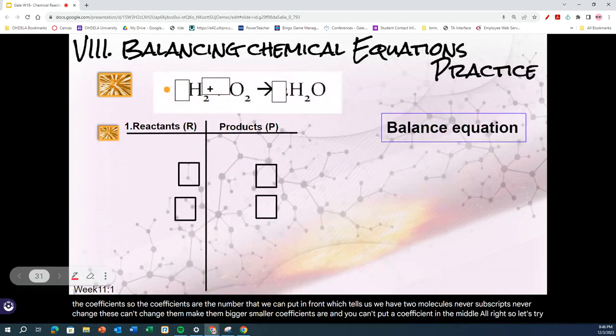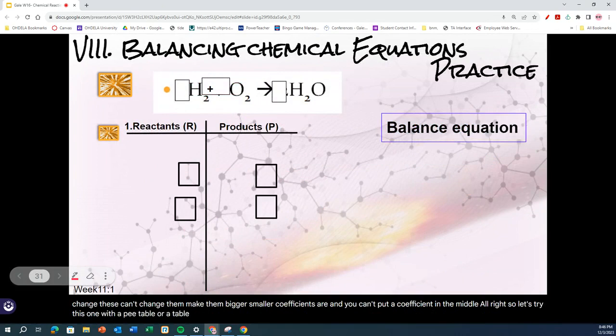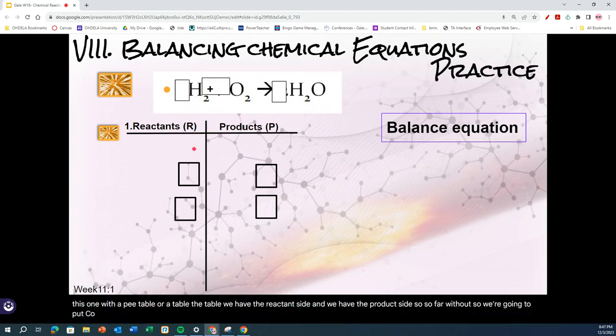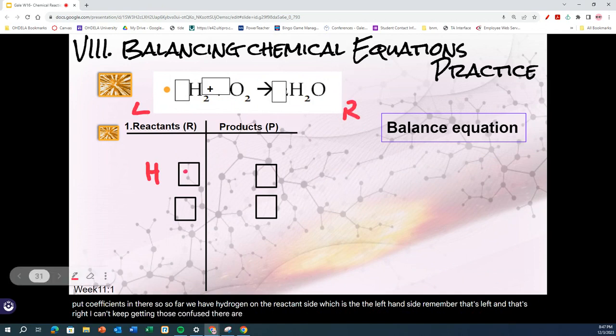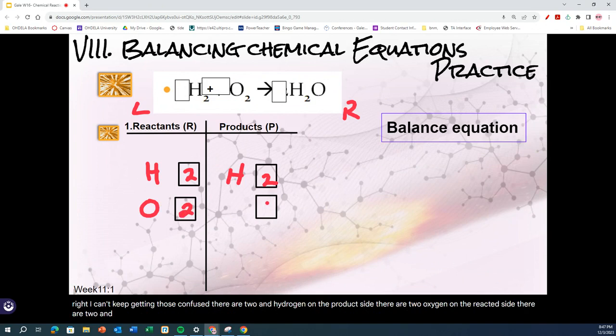All right, so let's try this one with a table. In the table, we have the reactant side and the product side, and we're going to put coefficients in there. So far we have hydrogen on the reactant side, which is the left-hand side. Remember, that's left and that's right. I keep getting those confused. There are 2 hydrogens, and on the product side, there are 2. Oxygen on the reactant side, there are 2, and only 1 here.